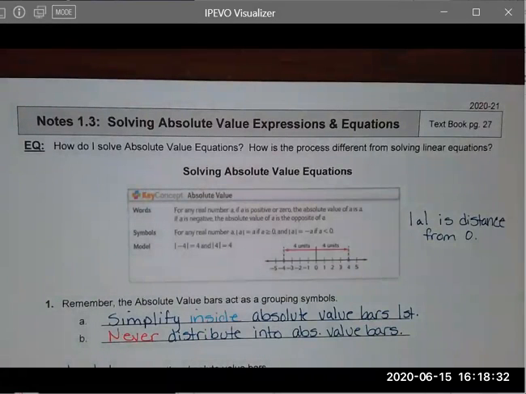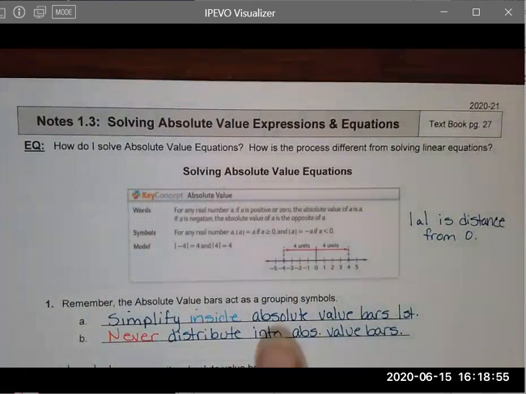Welcome. Today we're going to talk about how to solve absolute value expressions and equations. So by the end of this, I hope you will know how to evaluate a given expression if I give you some values. And similarly, I hope that you are able to solve an equation and identify the sometimes two, sometimes one possible solution for an equation.